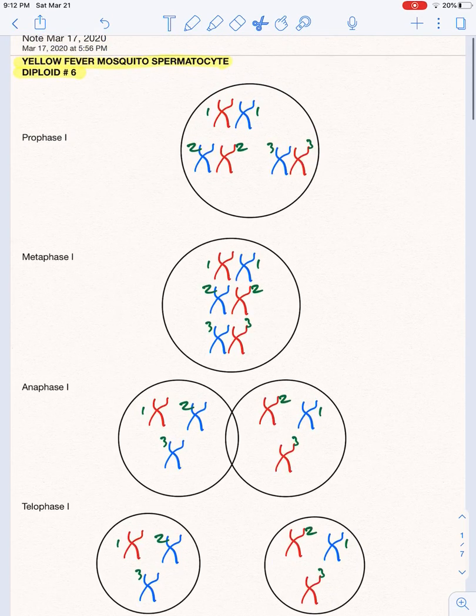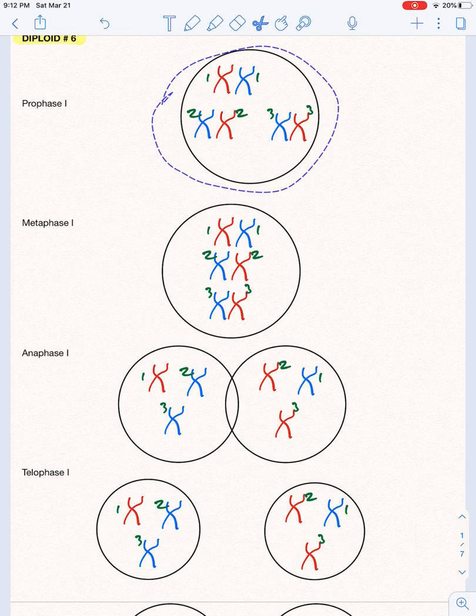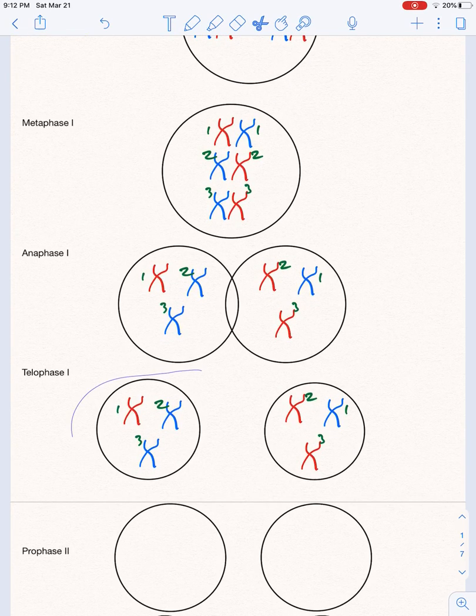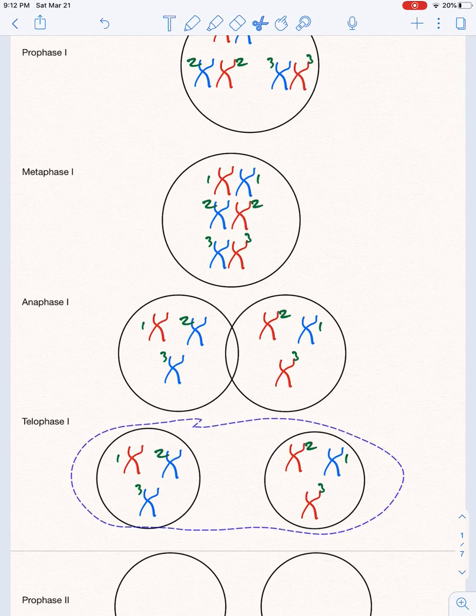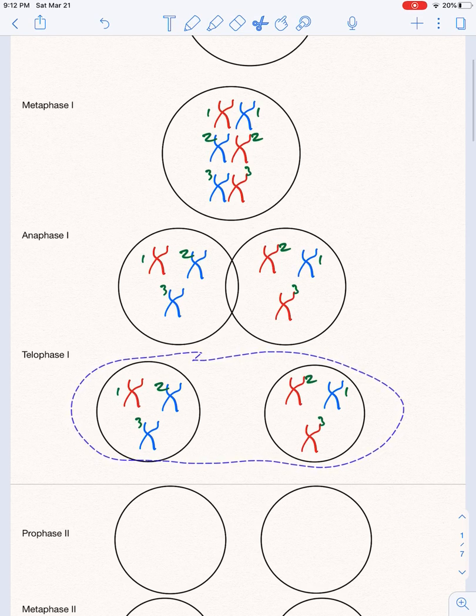And if you look at where we started here with 1 cell that had 6 chromosomes, at the end of meiosis 1, we now have 2 cells that each have 3 chromosomes. So that's known as reduction division. Okay, we've reduced the chromosome number in half. If this was a human cell, we would have started with 46 chromosomes at prophase 1, and then at telophase 1, we have 2 cells that each have 23 chromosomes.